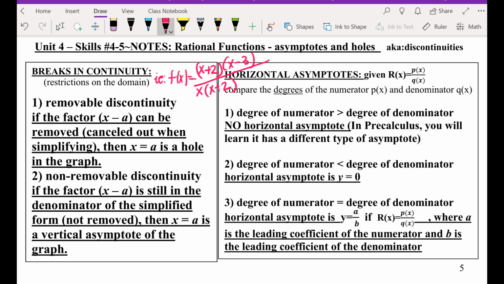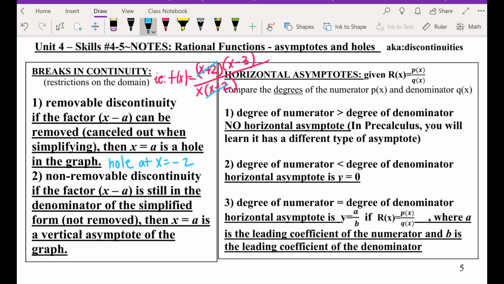Then I'm going to go and cancel. Anything I can cancel? Right. So guys, based on this, it said, hey, if you can cancel it, there is a hole at where? Hole at x equal to what? Negative 2. Okay? So we cancel the factor x plus 2, but when you take it and set it equal to 0, it comes out to be x equals negative 2. So there's a hole at x equals negative 2 on the graph. So that's one kind of discontinuity. That's a removable one.